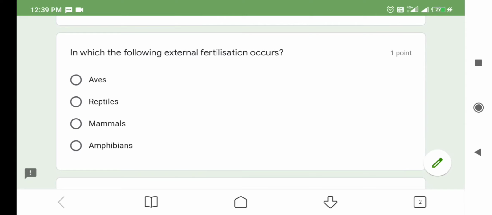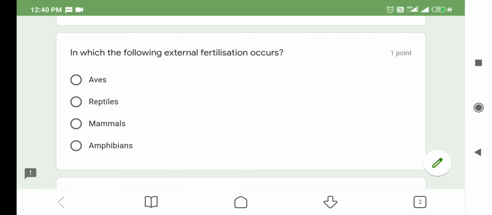Next question. In which of the following external fertilization occurs? Option number 1, aves. Option number 2, reptiles. Option number 3, mammals. And option number 4, amphibians.